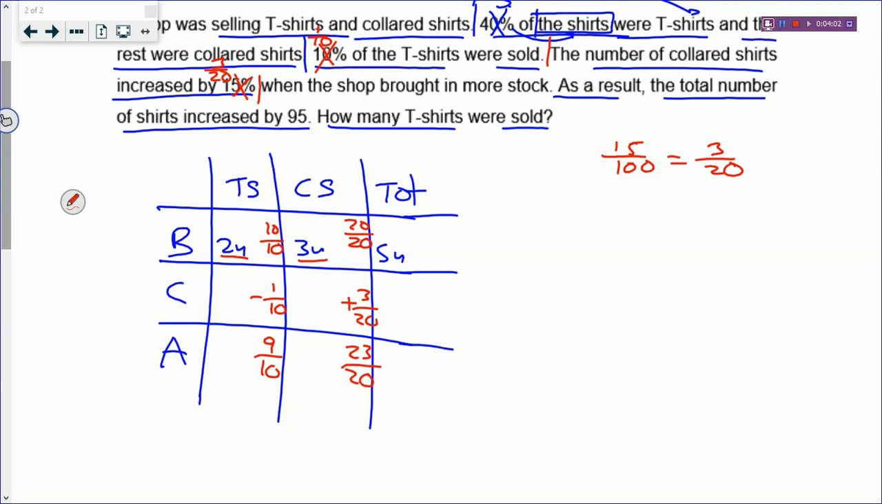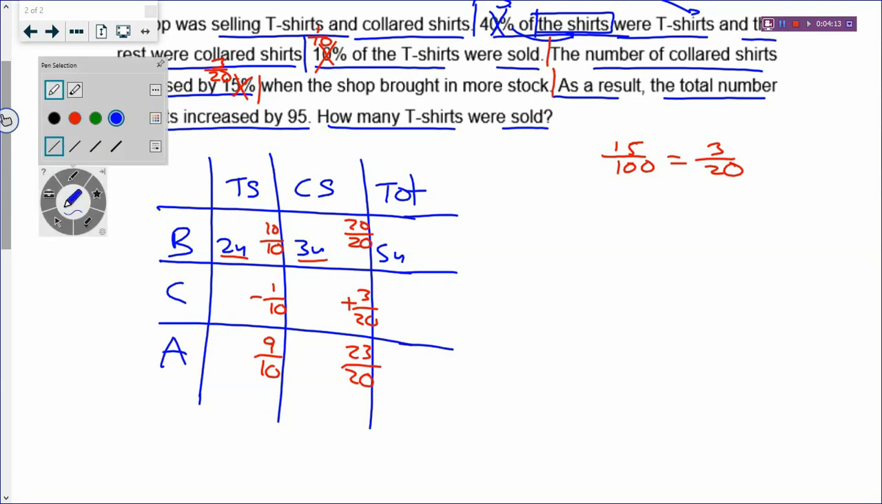All right, when the shop brought in more stock, right? So the collar shirts increased by 3 over 20 when the shop brought in more stock. As a result, the total number of shirts increased by 95. So where do you put 95? You have to put total change. So the total shirts increased by 95. So there's a plus there, right? Because increase means you have to plus.